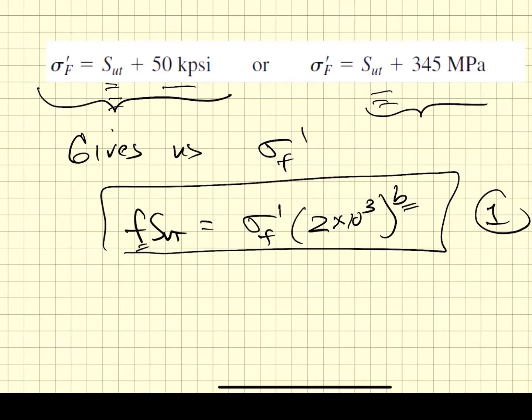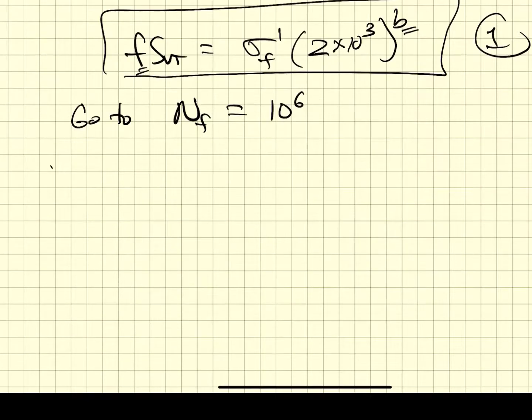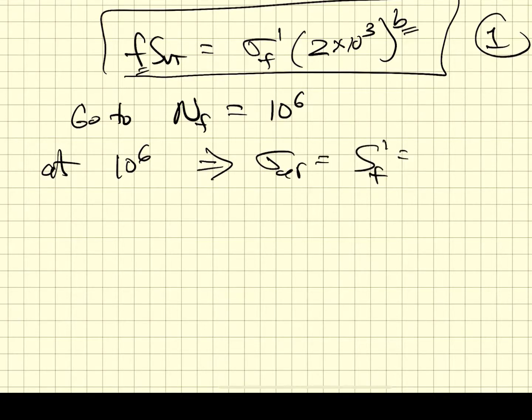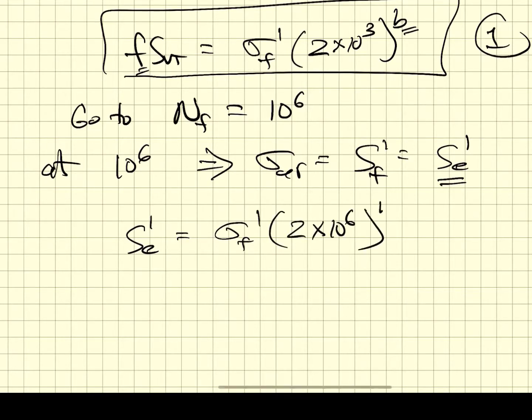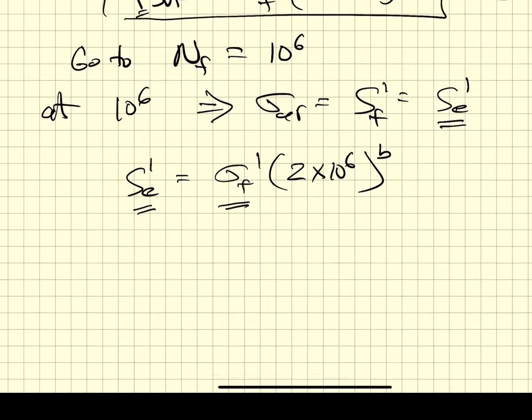So now we go to the number of cycles to failure being 10 to the sixth. So at 10 to the 6th, the sigma AR, which is called the fatigue strength, is simply going to be equal to the endurance limit. And so the endurance limit, and it's called a prime because we're going to estimate it, is equal to sigma F prime times 2 times 10 to the 6th cycles to failure to the power B. We use the equations above to find the sigma F prime, and we use our estimate of the endurance limit.